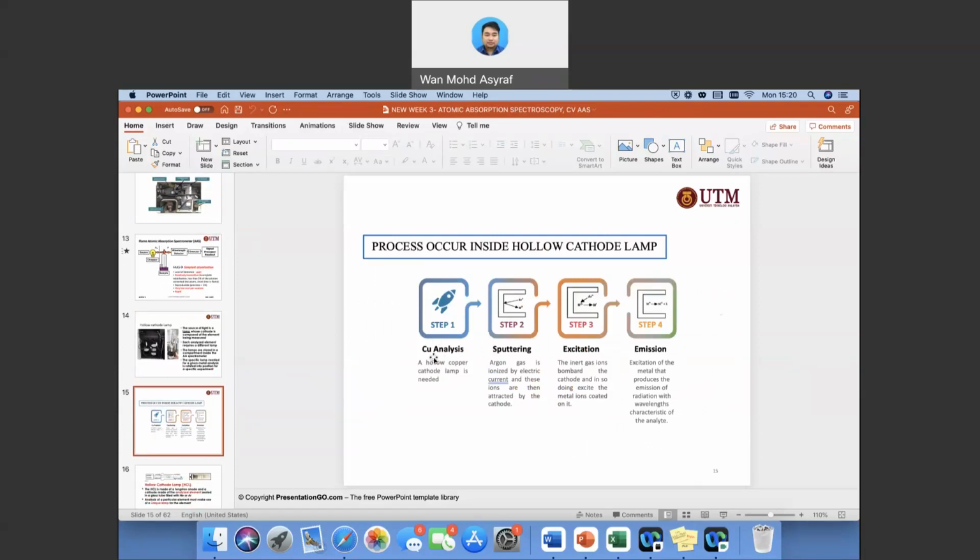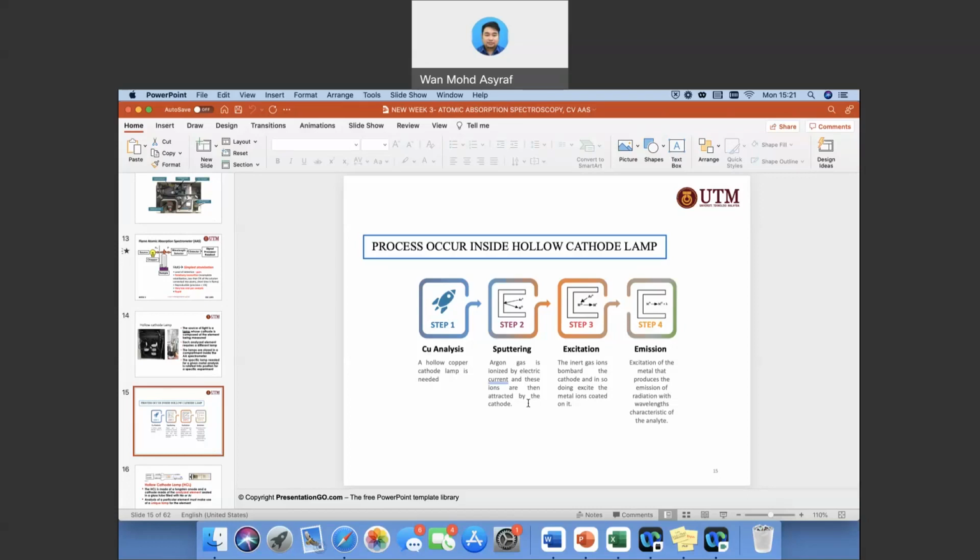So the first step, you are going to do copper analysis. Okay, a hollow copper cathode lamp is needed. So that's why I say if you want to analyze arsenic, then you need to have a hollow arsenic cathode lamp. But in this case, we are using copper. Okay, step 2, sputtering. So the argon gas inside the lamp is ionized by electric current. So the first step is argon gas is being ionized.